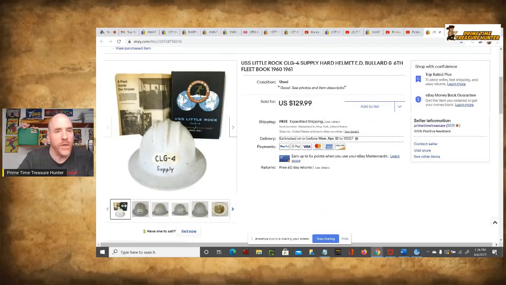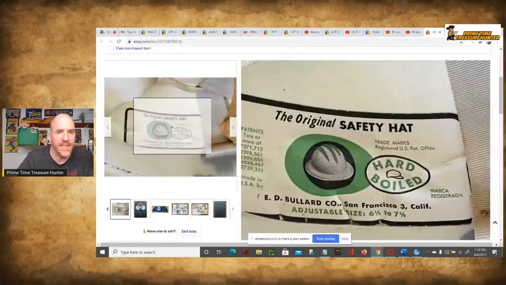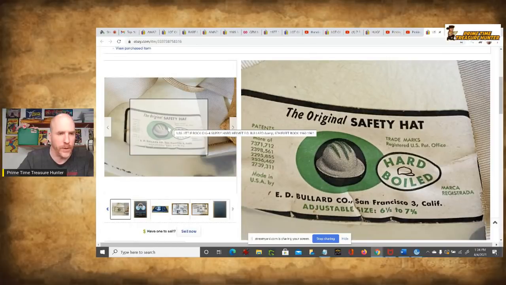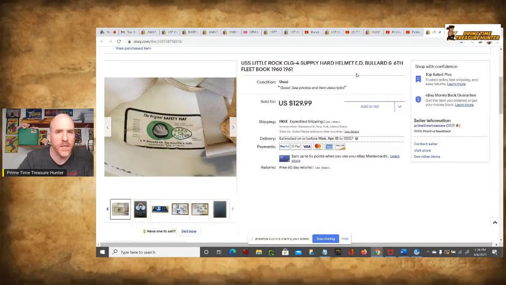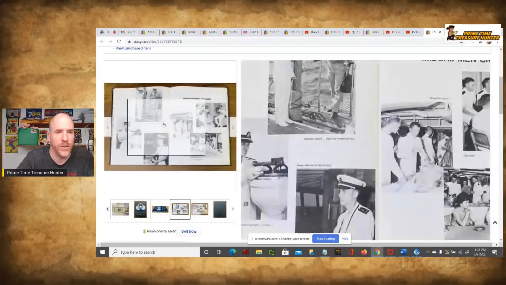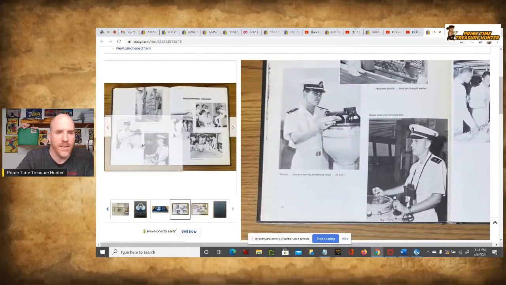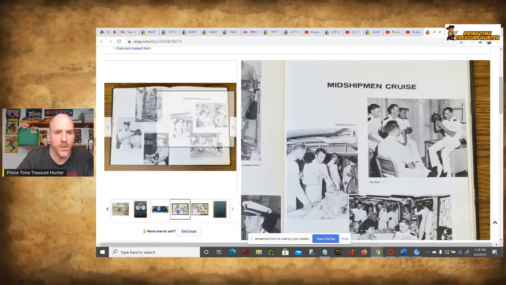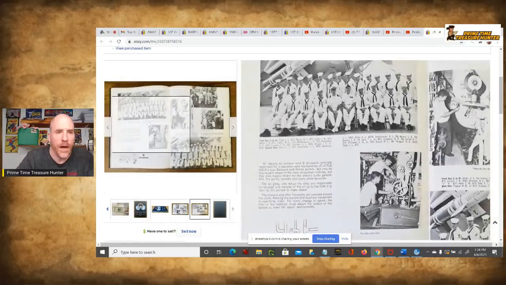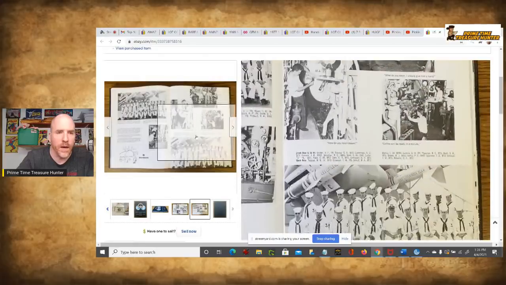Now, in addition to the historical interest that this combination of items would bring, you can also see on the inside that it says E.D. Bullard. I have that in the title for a reason, because there is a group of collectors out there that specifically look for that brand name on helmets. So when you have the combination of that brand name plus the historical interest, and you can see inside, it sort of has the style of a yearbook showing all sorts of things about the fleet, it's really a great combo of items to find.